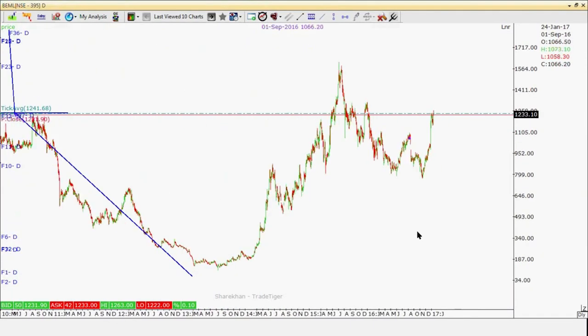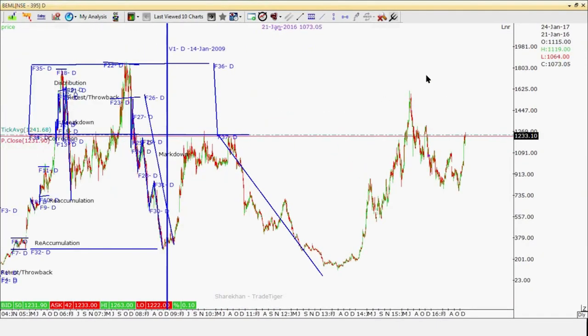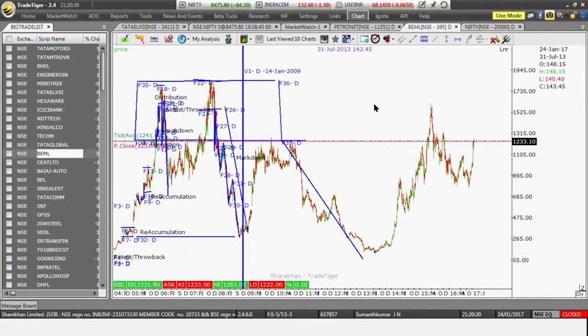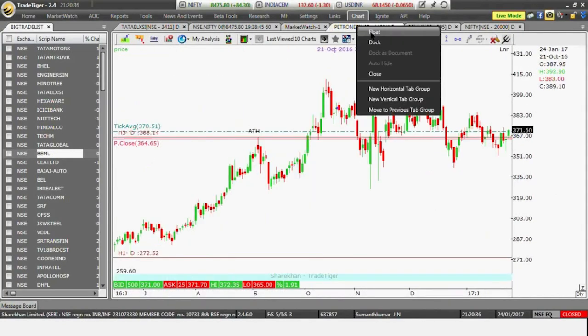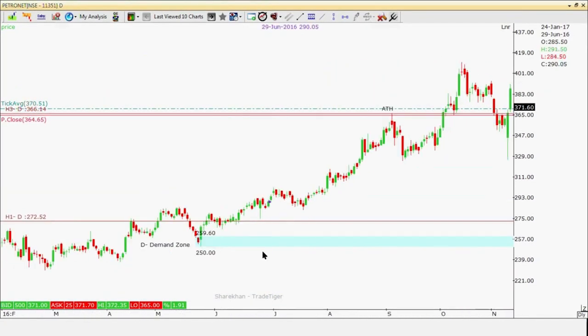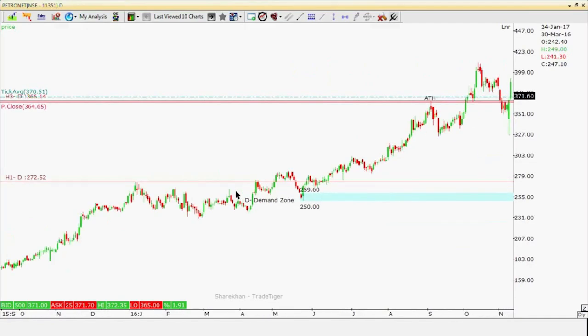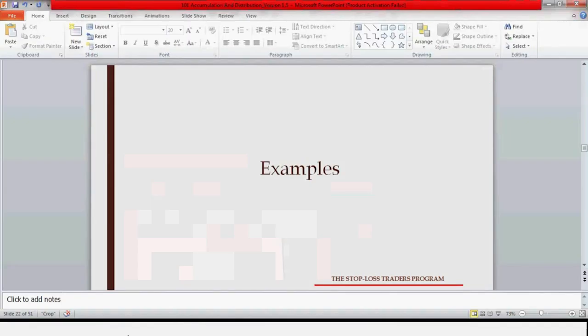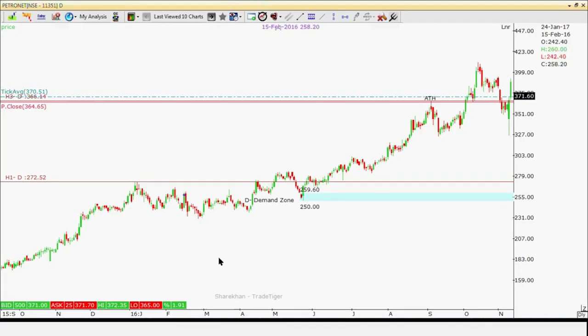Can you now read this chart with me? Isn't this a large, large distribution area. Right? Friends, is that amazing to read the chart using this theory?